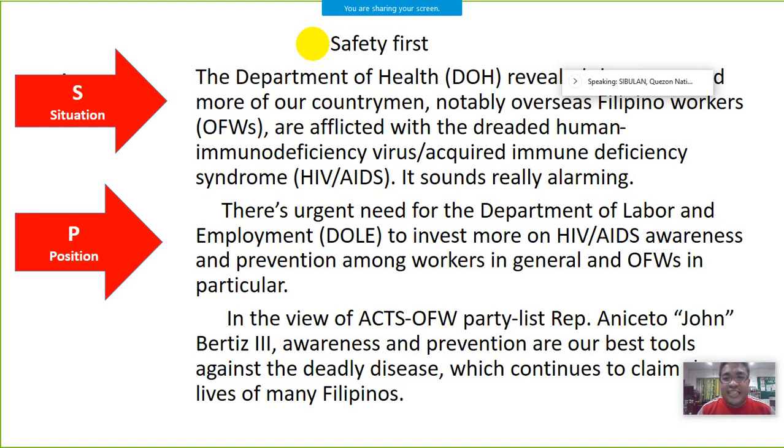So, the title Safety First is connected to the position that states there's an urgent need for the Department of Labor and Employment to invest more on AIDS awareness and prevention. Then the next paragraph is a support to the position made. It tries to show that OFW party list Representative Anisito Jan Bertis III has been crafting a solution to this.